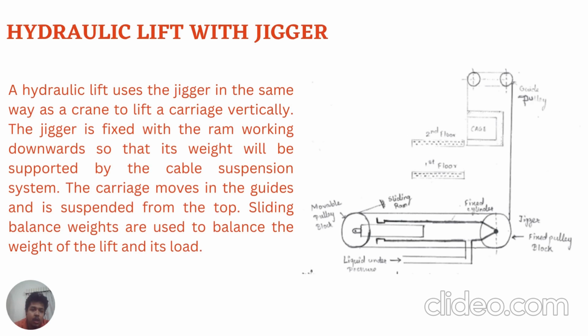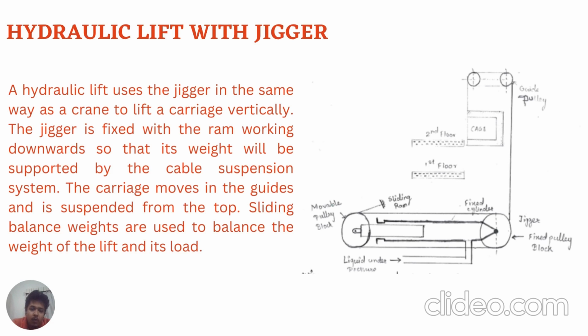That is lift. So in a hydraulic lift, we can use the jigger in the same way as a crane to lift the carriage vertically. The jigger is fixed with the ram working downwards so that it will be supported by the cable suspension system. So first, let's see what this image is telling us.